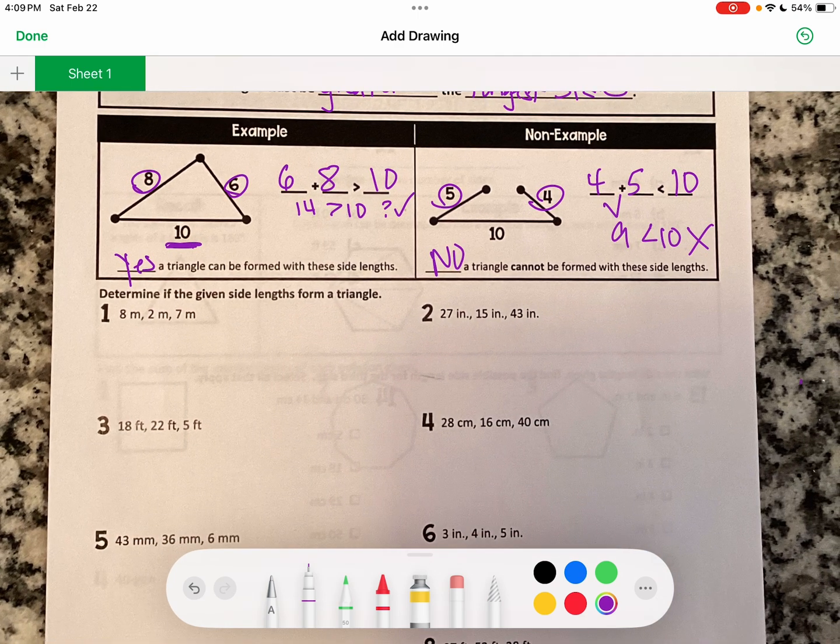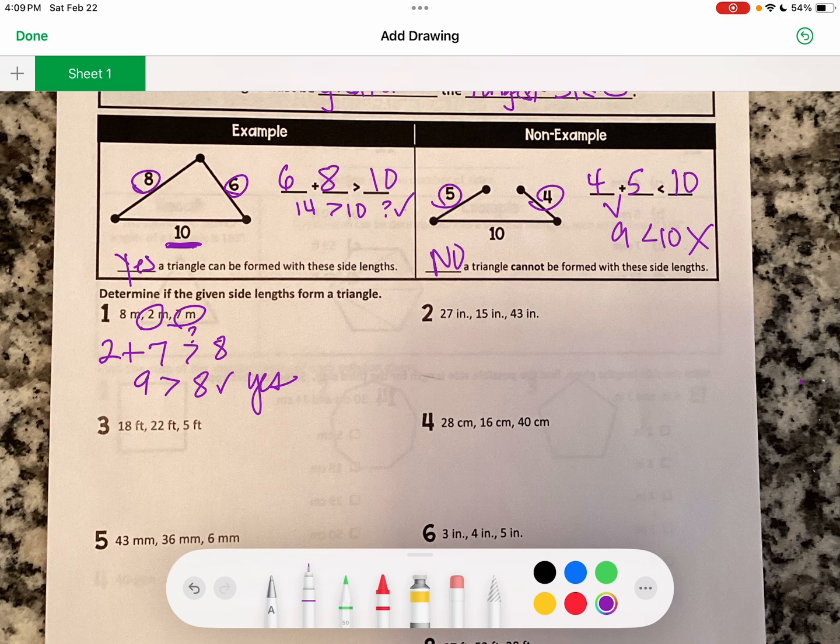The key is you have to choose which two sides are the shortest. A lot of people get tricked up because they just go left to right and choose whichever numbers they want to, but you have to choose the smaller ones. As you can see on number 1, they start with 8. Well, that's actually the larger one. So we're going to choose the two smaller sides, 2 and 7. We're going to add those up, and we're hoping, question mark, that it is going to be greater than 8. Well, when I add 2 plus 7, I get 9, and I can see that 9 is greater than 8, so this would be a yes, it is a triangle.